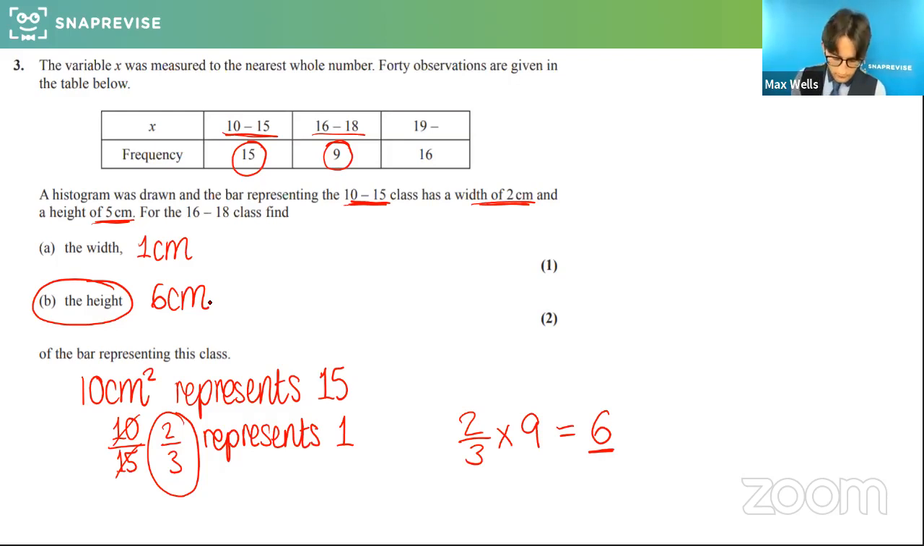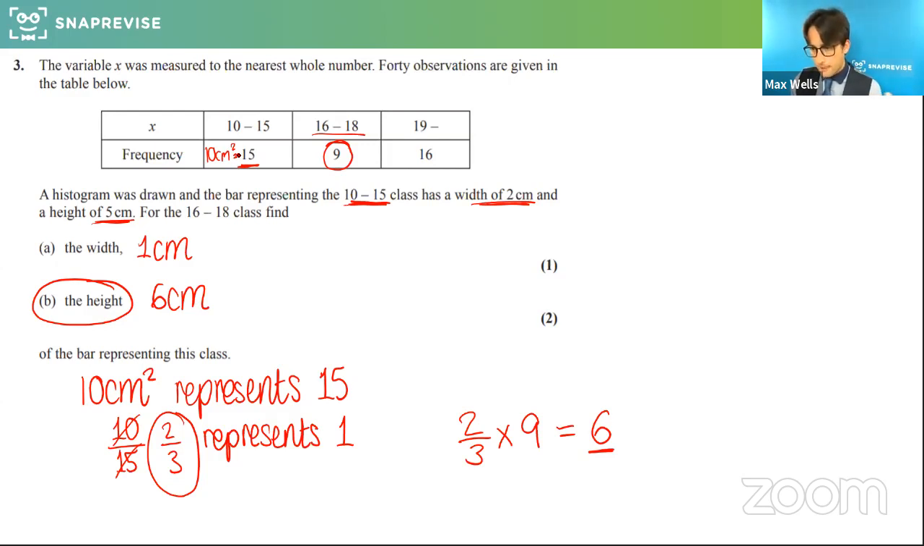So just to clarify, this first interval represents 15 people. It has a frequency of 15. And that's represented by something with a width of 2 and a height of 5. So an area of 10 represents 15 people. So 10 centimeters squared equals 15 people.